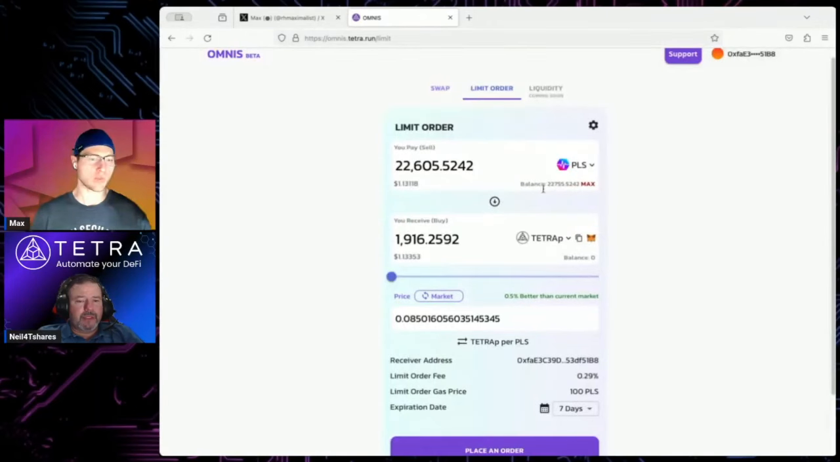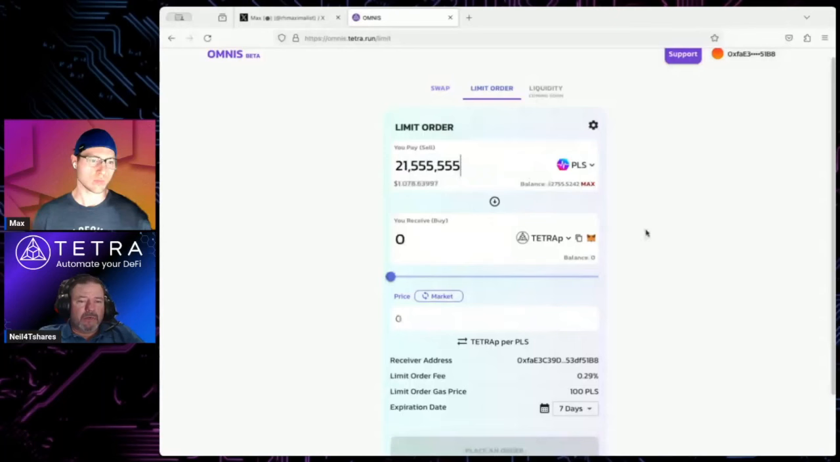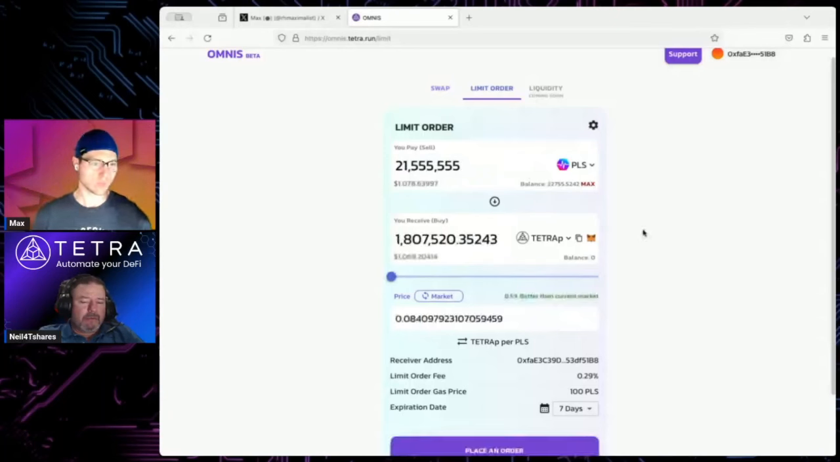So I just want to see too, for example, if I got some PLS and I wanted to buy some Tetra, can you walk us through how to set limit orders for Tetra? All right. So you figure out how much better than the current market rate you want to pay, say 0.5% better or whatever. You set your point, and then you slide it to wherever you would like to buy your Tetra, whatever price point you think it's going to go down to. Then you place an order, you have to approve, and after the approval process you place the order, and it would be placed in the smart contract to be executed once it's at price point.